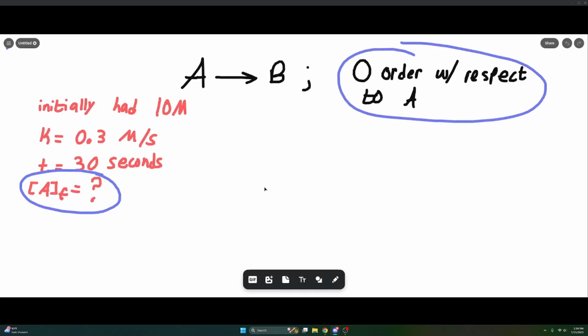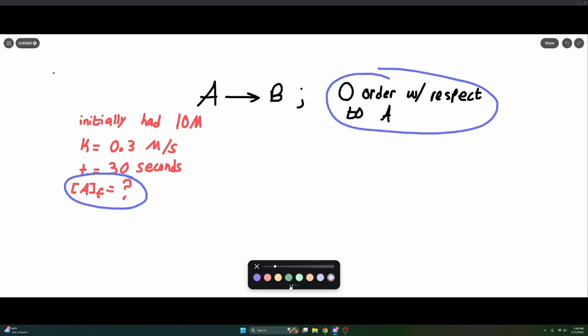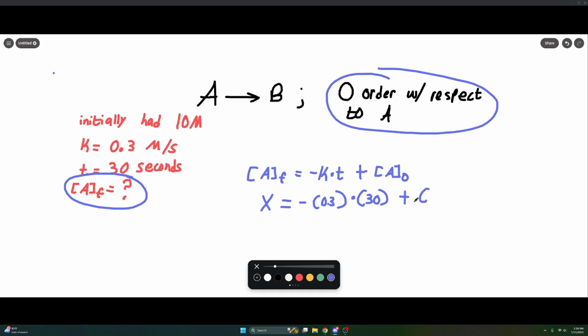So I think we are going to be using my 0 order integrated rate law, which is that the concentration of A at the end of my reaction is equal to negative K times the time plus the initial concentration. So now I can plug in some numbers. My final is what I'm solving for, so I'll just plug in X. Negative K is 0.3. I am being lazy and not writing units. Time is 30 seconds. And my initial concentration is 10 molarity.